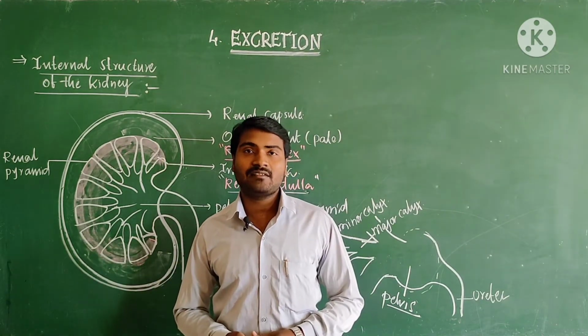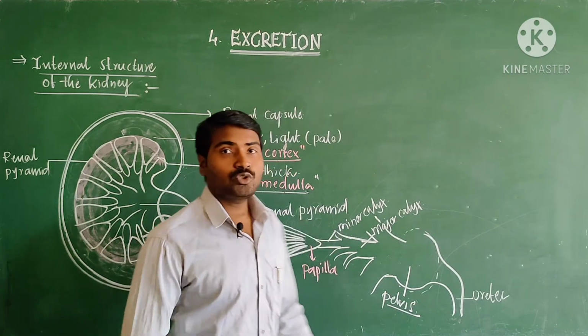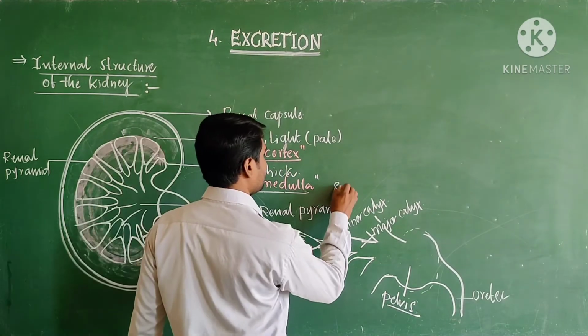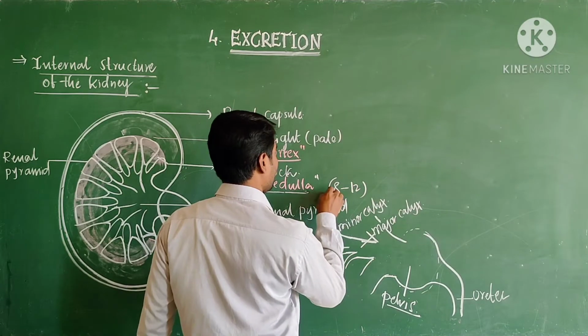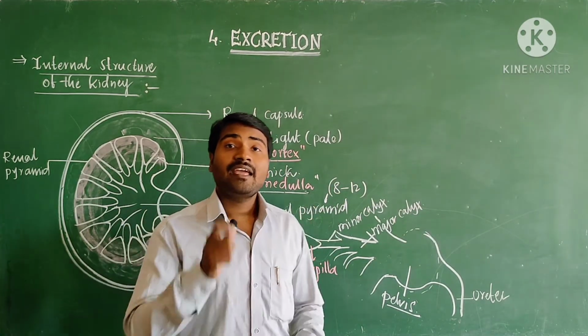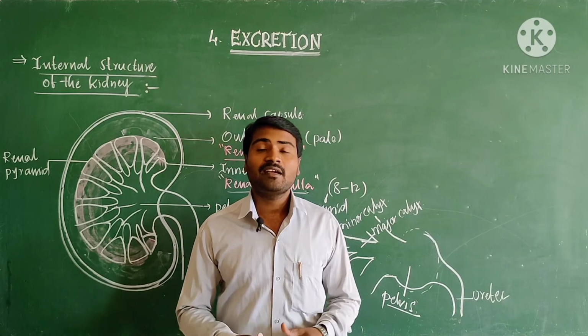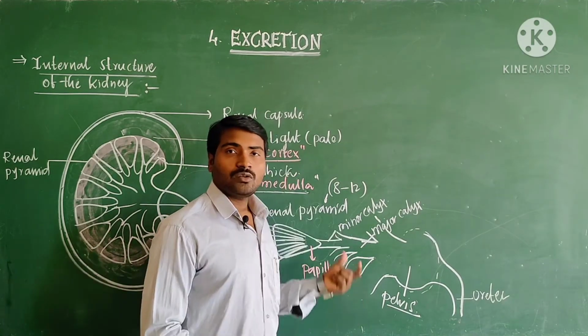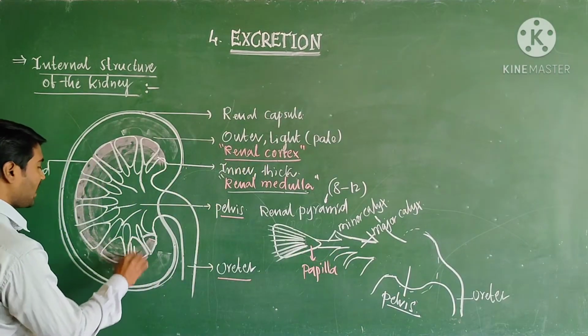How many pyramids are present? There are nearly 8 to 12 pyramids in each kidney. So let us see the nephrons here. These all are nephrons.